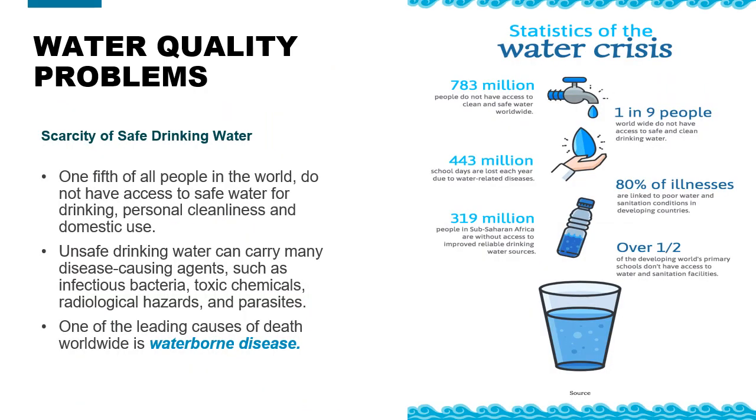So, one-fifth of all the people in the world do not have access to safe water for drinking, personal cleanliness, and domestic use. So, unsafe drinking water can carry many disease-causing agents such as infectious bacteria. Di ba? Maaari kang makakuha ng E. coli, ng mga paramecium, ng mga kung ano-anong mga amoeba, magkaroon ka ng amoebiasis. Okay? Toxic chemicals. Ano nga ba yung mga toxic chemicals? Maraming chemicals. And of course, radiological hazard. Ito. And of course, parasites.